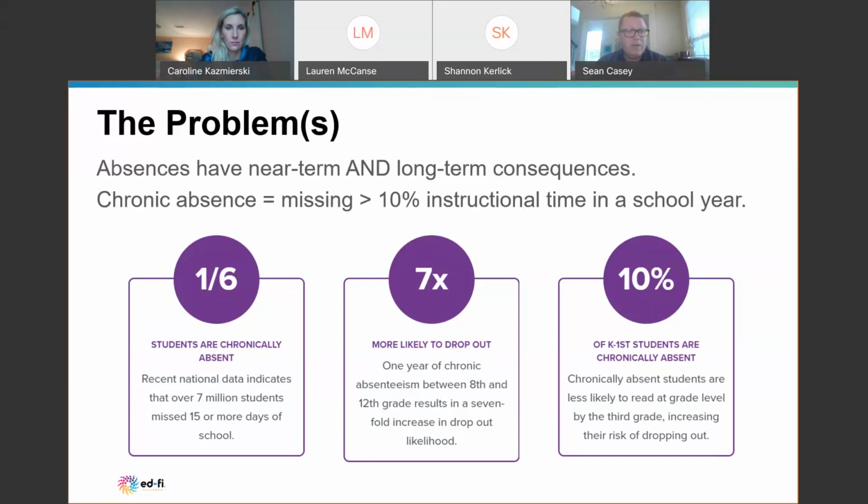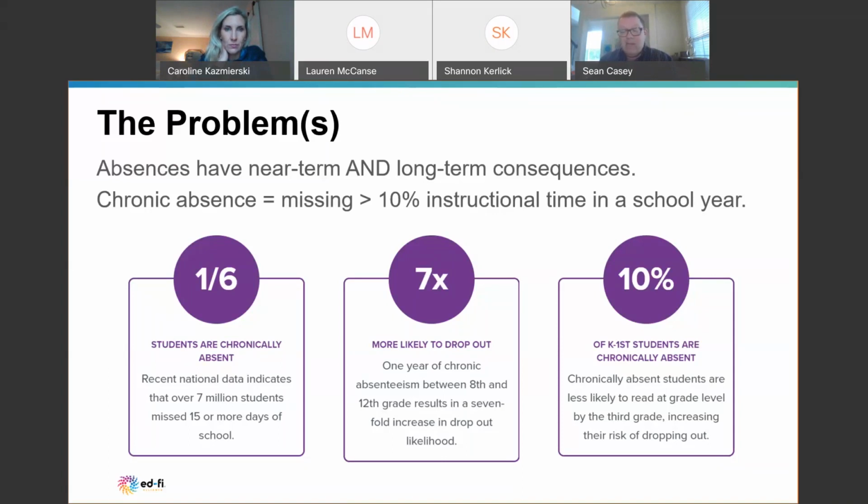That study found that a student may be 7 times more likely to drop out if they've experienced a year of chronic absenteeism at any point between 8th grade and 12th grade, which is staggering. We also see that in primary grades, 10% or more of students in kindergarten and first grade are chronically absent. And what that may mean for them is that it may put them in jeopardy of not being able to hit milestones that really matter for their career as a student and beyond, like reading at grade level by 3rd grade.